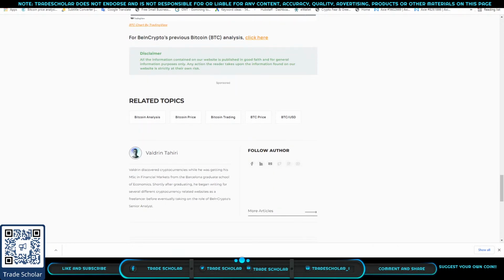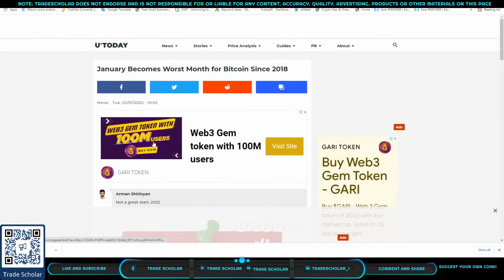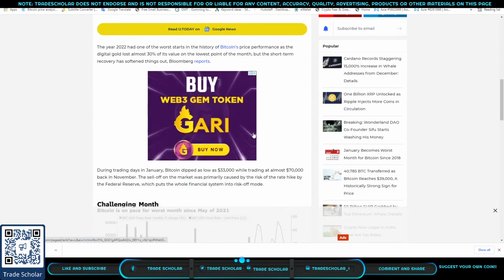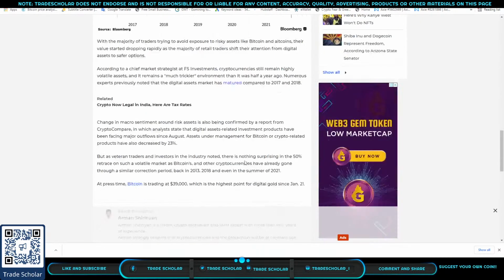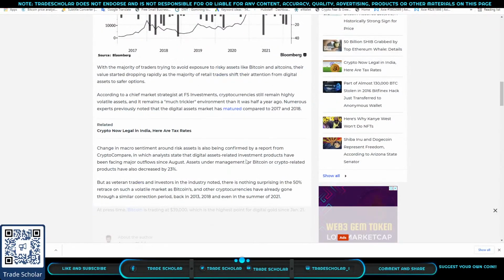Another news: January becomes the worst month for Bitcoin since 2018. Everybody was saying January is always a bull month, right? But it didn't happen this time. It's even the worst month for Bitcoin since 2018. That's why we cannot time the market. If it happened before, we cannot always expect that it will happen again.